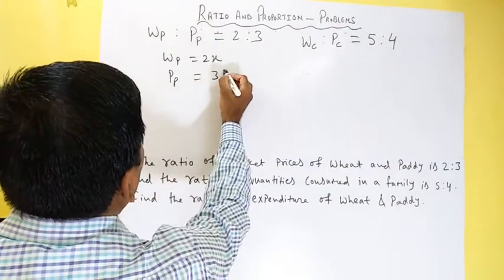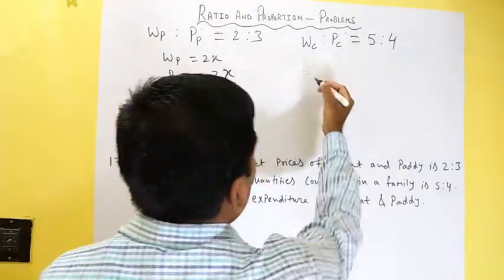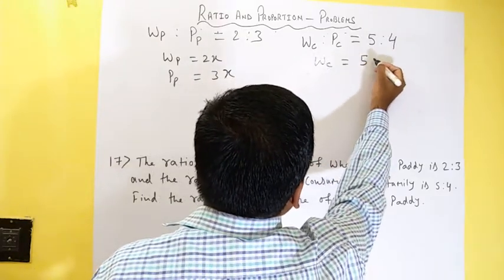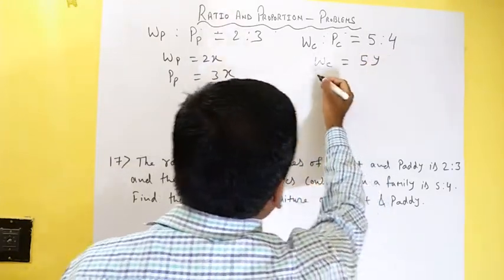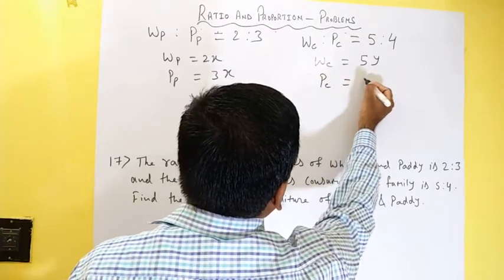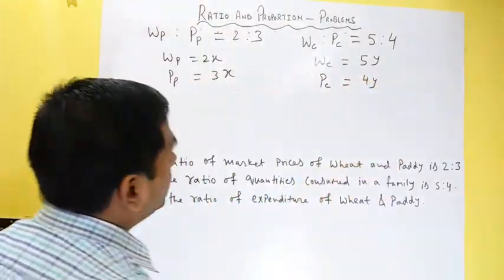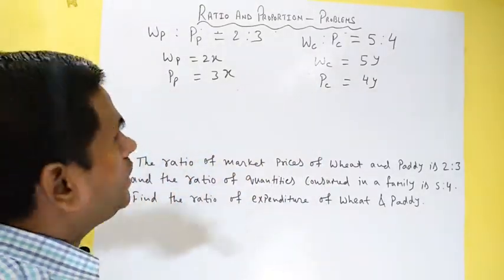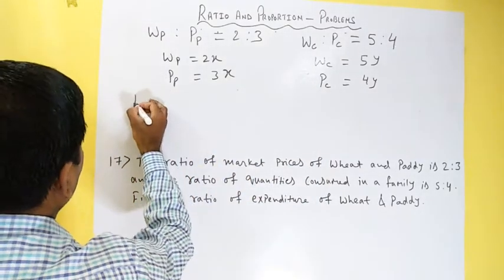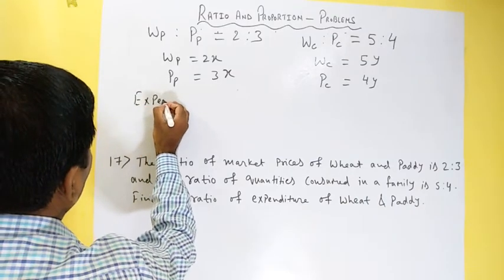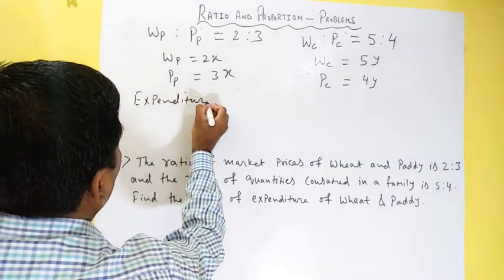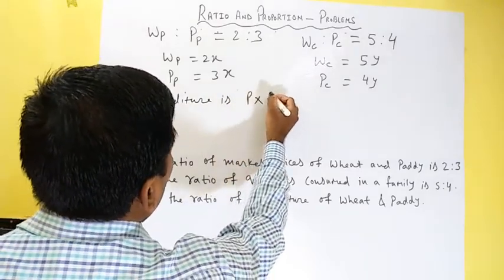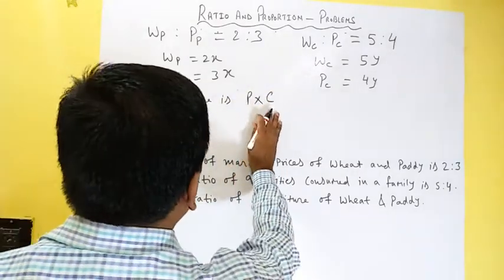Paddy price will become 3x. Similarly, wheat consumption is 5y, and paddy consumption is 4y. So this is price, this is consumption. What is our expenditure? Expenditure is price into consumption, right? Price into consumption.